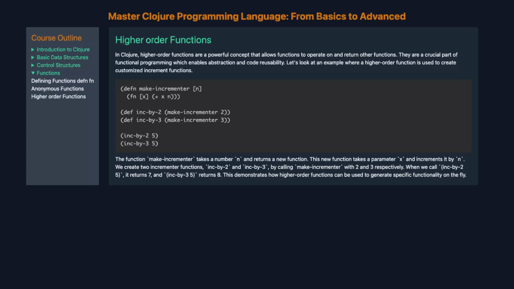The function makeIncrementer takes a number n and returns a new function. This new function takes a parameter x and increments it by n. We create two incrementer functions, inc_by_2 and inc_by_3, by calling makeIncrementer with 2 and 3 respectively. When we call inc_by_2 it returns 7, and inc_by_3 returns 8. This demonstrates how higher order functions can be used to generate specific functionality on the fly.